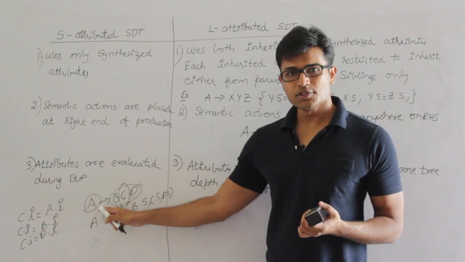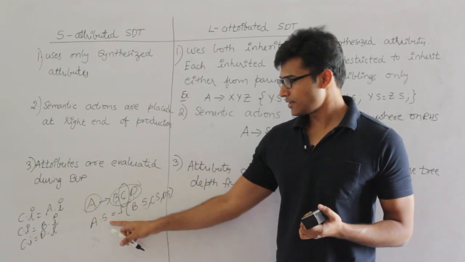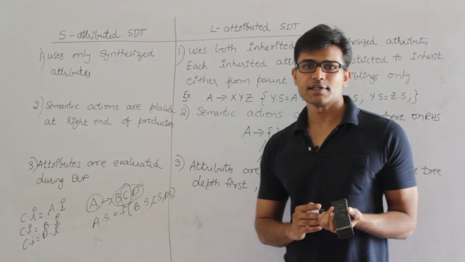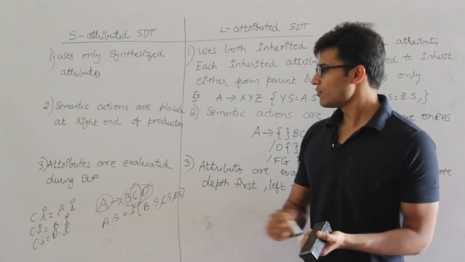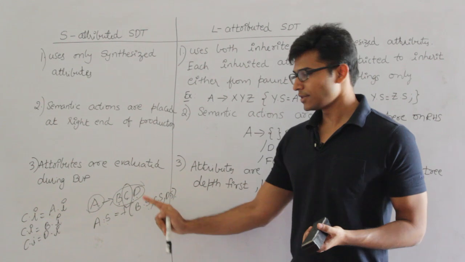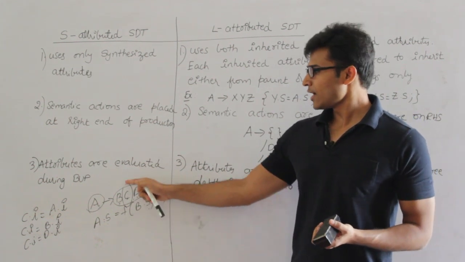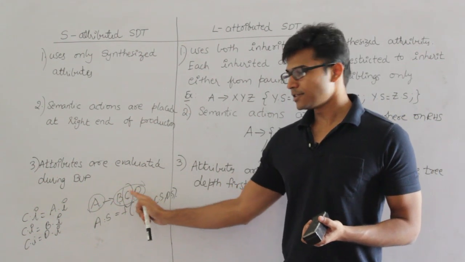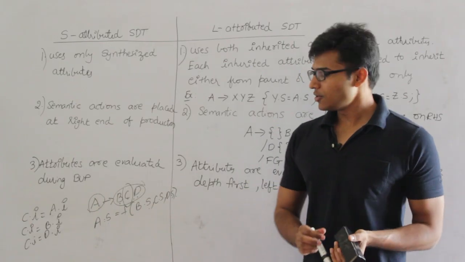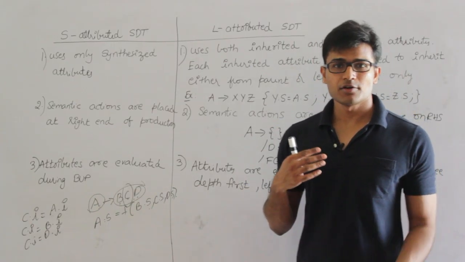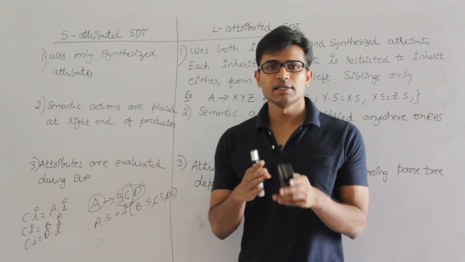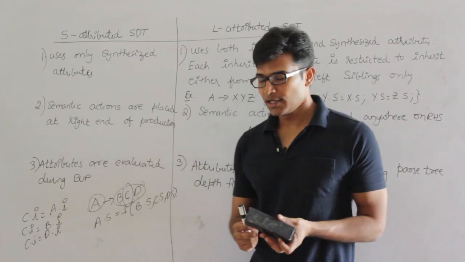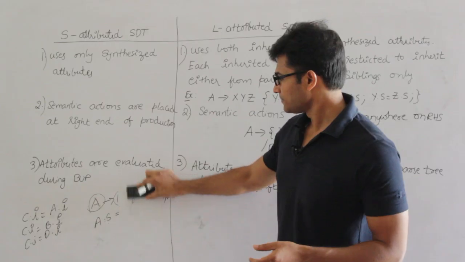Therefore, attributes are basically of two types. One is synthesized and the other is inherited. What is synthesized? If a node takes the value from its children, then it is called synthesized, and if a node takes a value from the parent or from its siblings, then it is called inherited. So depending on what are the types of attributes you have in an SDT, SDTs can be classified again into two types. We shall talk about SDTs first.